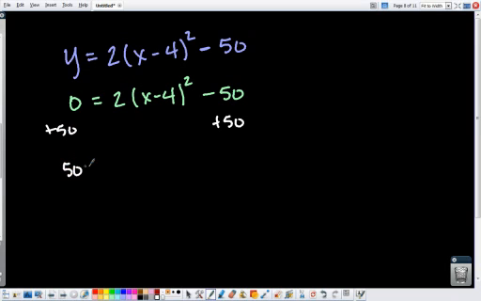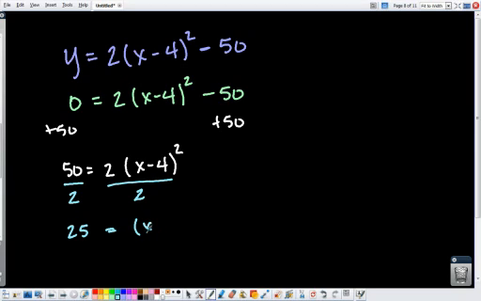So 50 equals 2 times the quantity x minus 4 squared. Order of operations says that I do addition, subtraction, which we did, followed by division and/or multiplication. This is the only thing left, the division. So now I have 25 equals x minus 4 quantity squared.